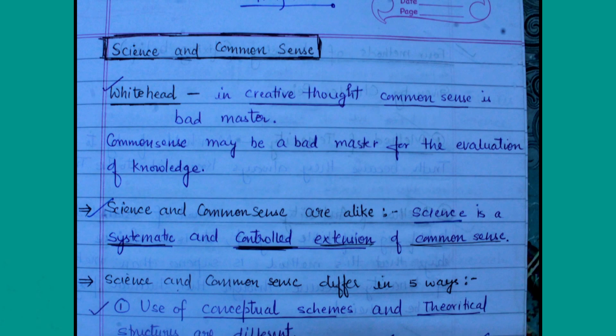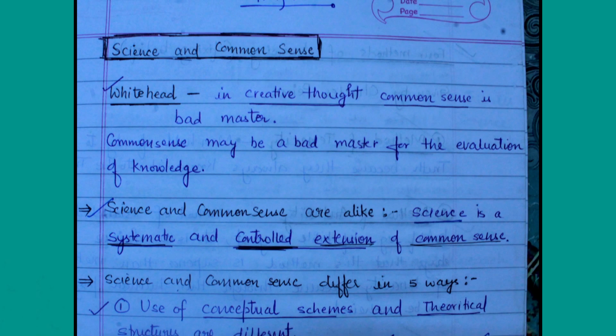Without systematic and controlled extension, it will not be science, it will become only common sense, and common sense is generally not accepted in the research area, right? Because common sense can give you wrong conclusions also. It can be true, it cannot be true, but when it is studied systematically and in a controlled way, in a very specific manner in a research design, then we can say that we are practicing science. So always remember, common sense and then systematic and controlled extension of common sense is science.